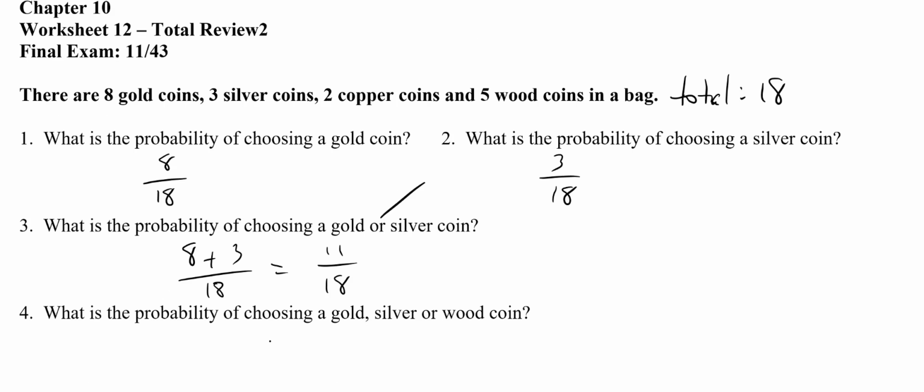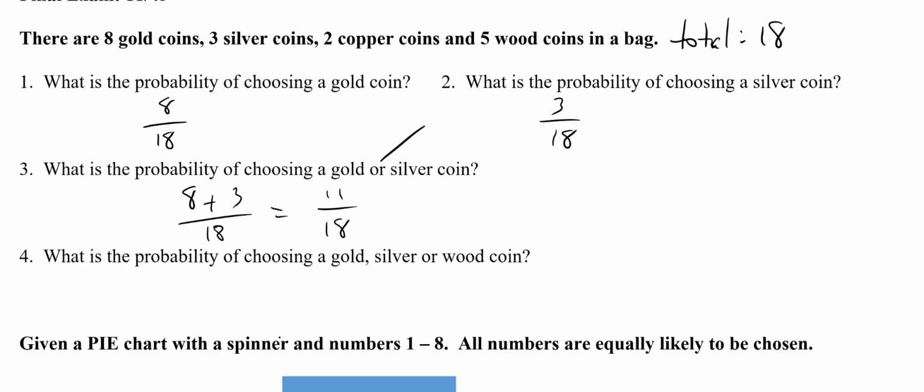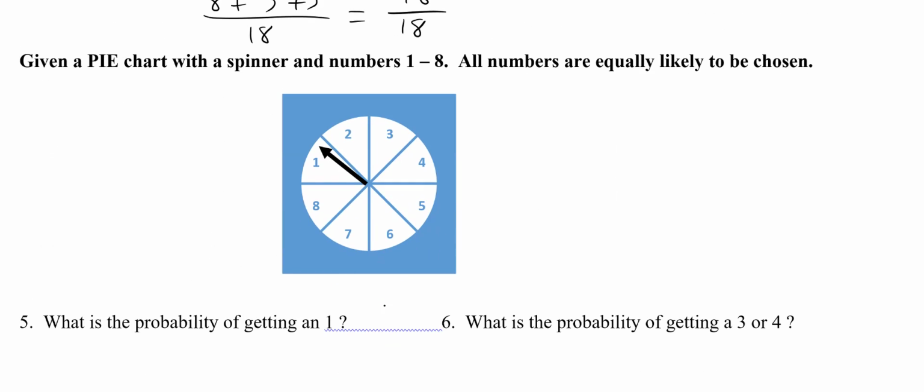And the probability of choosing a gold, silver, or wood. Again, you have to add these up because they're or. So gold is 8, silver is 3, wood is 5. So we get 16 over 18. All right, cool. Again, you're given a nice little pie chart with a spinner, 1 through 8.